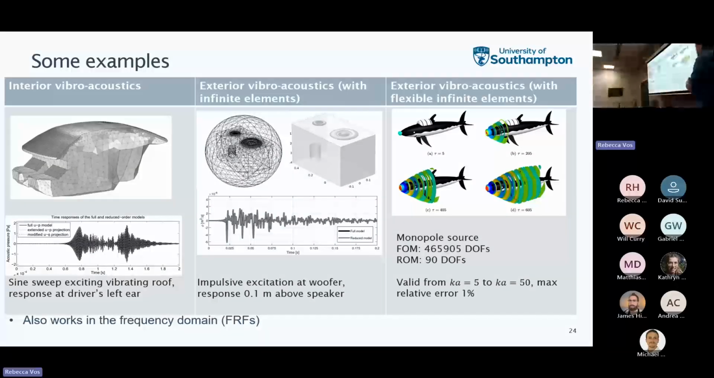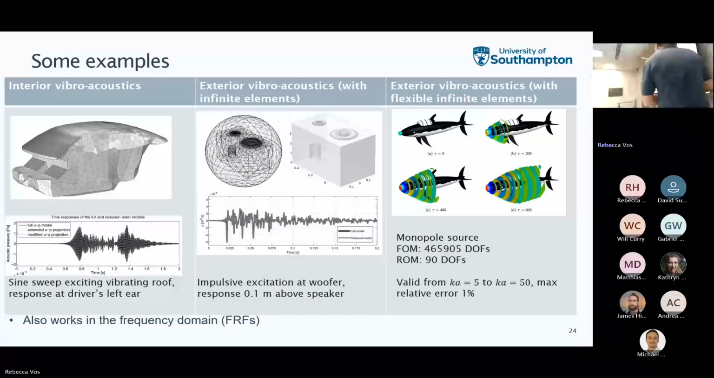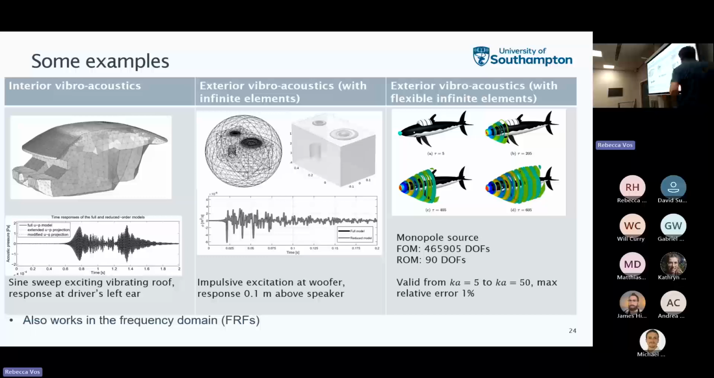So some examples. For this 1010 submarine, you can see we did the simulation with the monopole source placed here at the tip of the submarine. And we went from almost 500,000 degrees of freedom to a reduced order model of 90 degrees of freedom with a relative error of maximum 1% for k times a, the wave number times a, from 5 to 50. So it's quite a big frequency range where we can use this model.